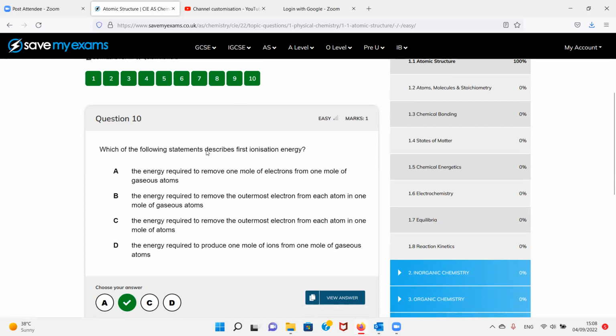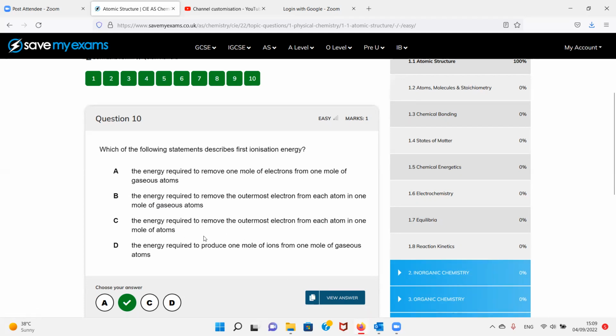Okay, the next one here, which of the following statements describe the first ionization energy? So the first one, the energy required to remove 1 mole of electrons from 1 mole of gaseous atoms. The second one is the energy required to remove the outermost electrons from atom in the mole of gaseous atoms. So this is more precise than the first one. So here we will take B as the correct answer, because it has mentioned the outermost electrons.